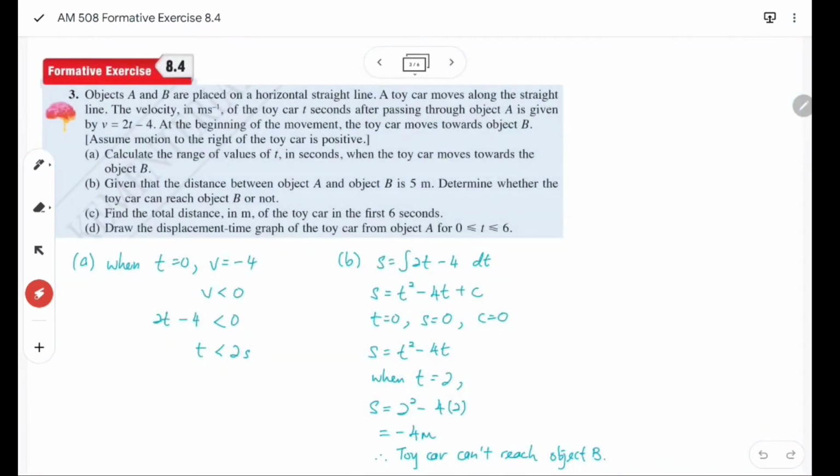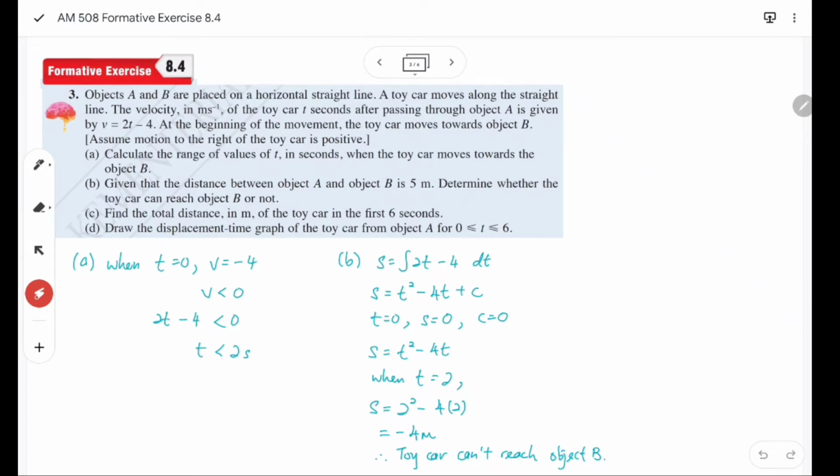Question number 3. Objects A and B are placed on a horizontal straight line. A toy car moves along a straight line. The velocity in meter per second of the toy car t seconds after it passes through the point A is given by v equals to 2t minus 4.